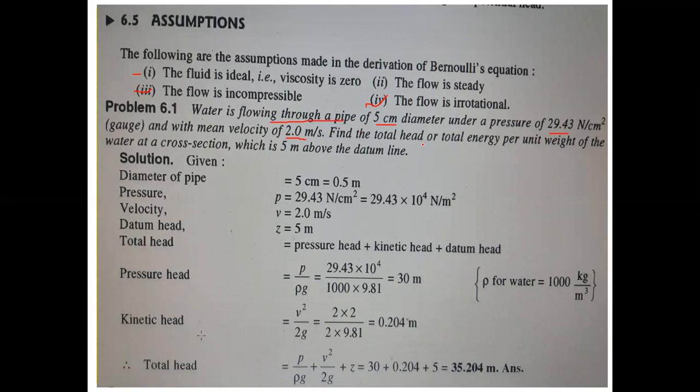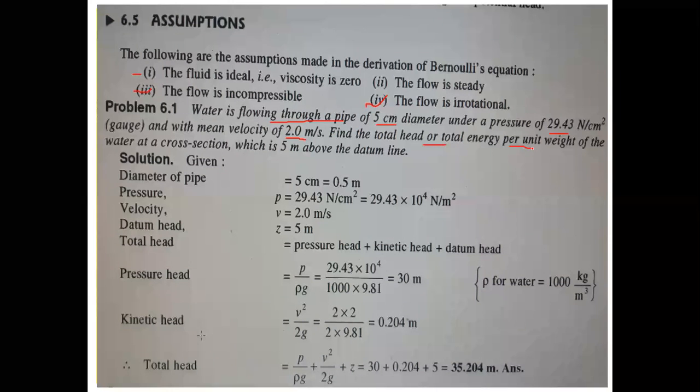Find the total head or total energy per unit weight of the water at the cross section, which is 5 meters above the datum line.